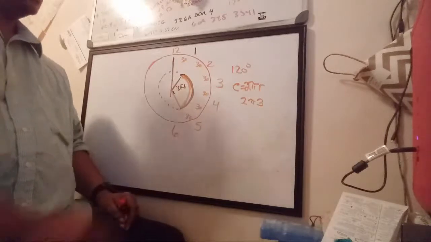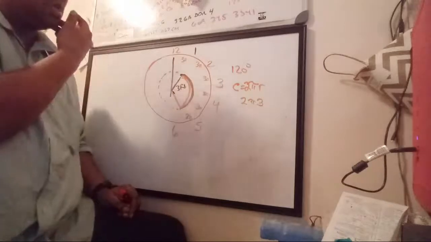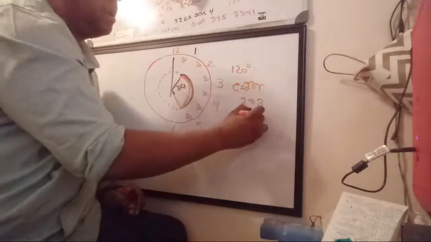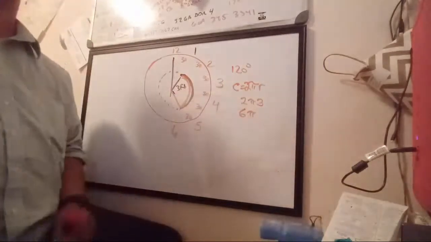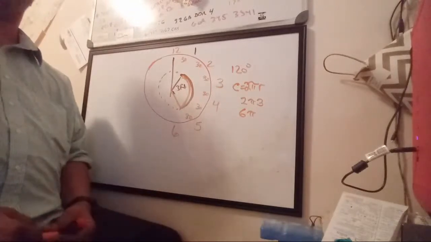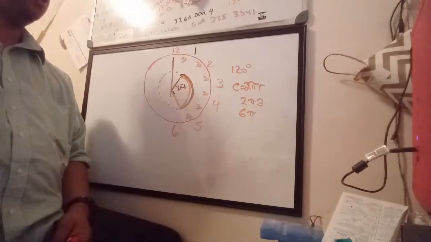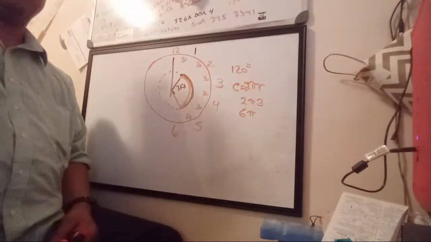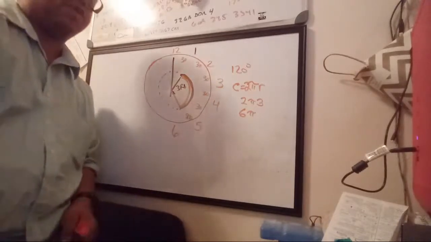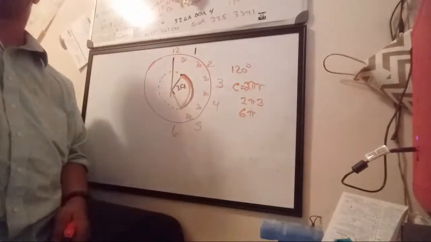Yeah. So the complete circumference would be 6 pi. You agree with that? Yeah. What is 1/3 of 6 pi? Is it 2? 2 pi. Yeah. And which answer is 2 pi here? A. Very good.